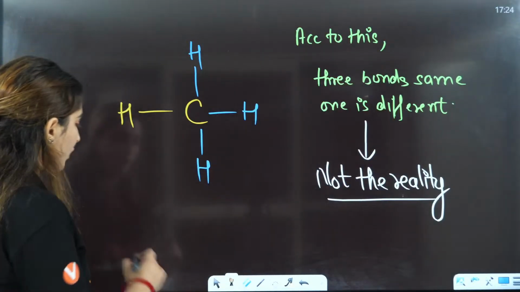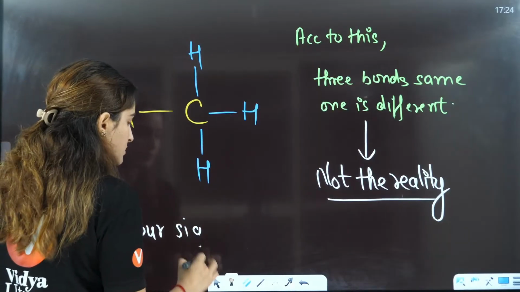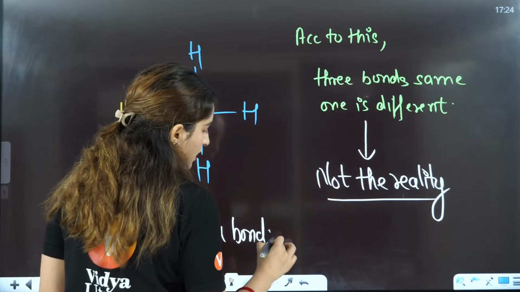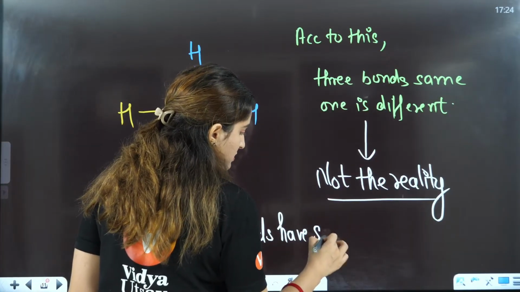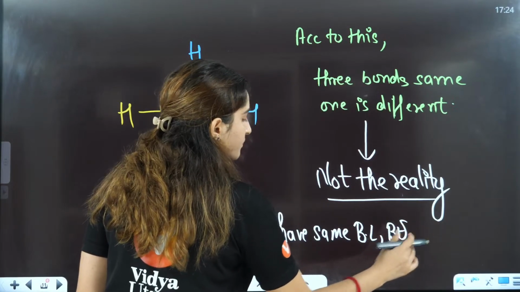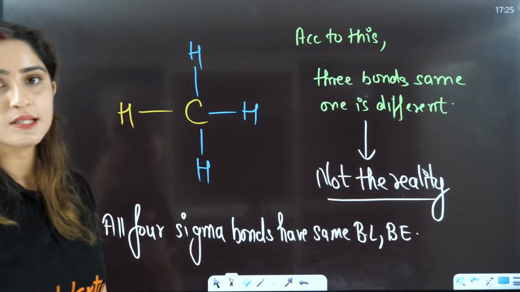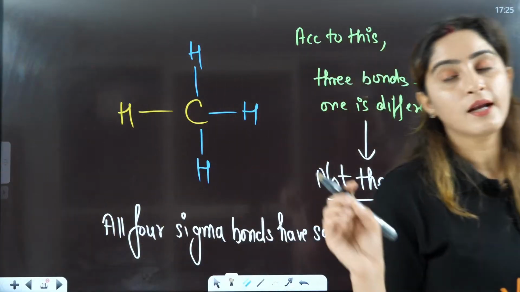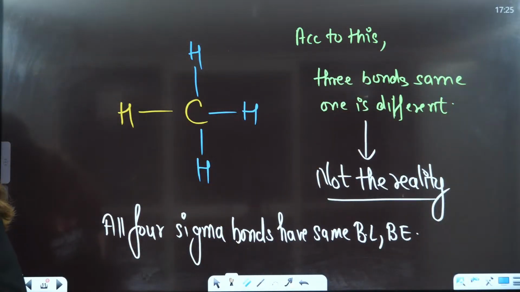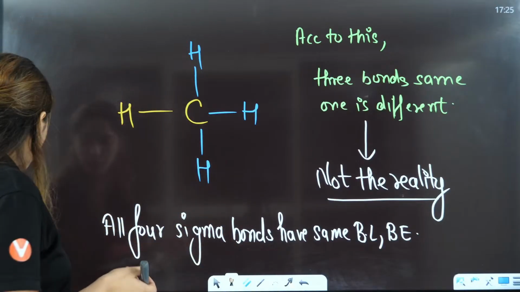All four sigma bonds are the same. Sigma bonds have the same bond length and bond energy. So if they have the same bond length and bond energy, that means something we are missing here, and that hybridization is going to clear that up. Okay, so hybridization is going to clear this particular fact.